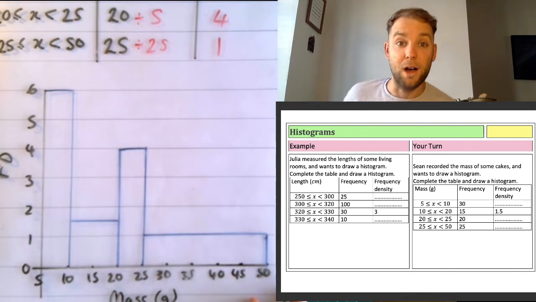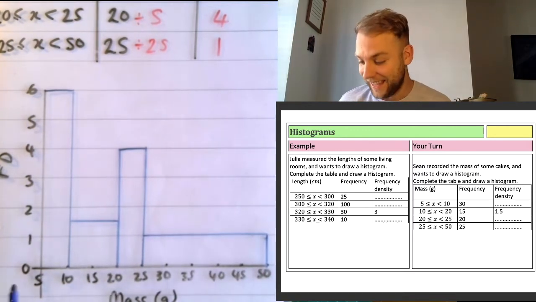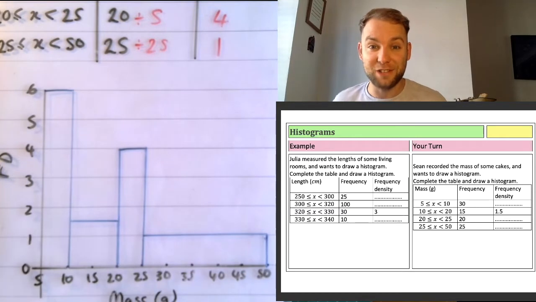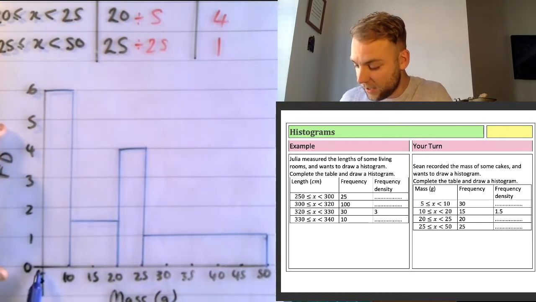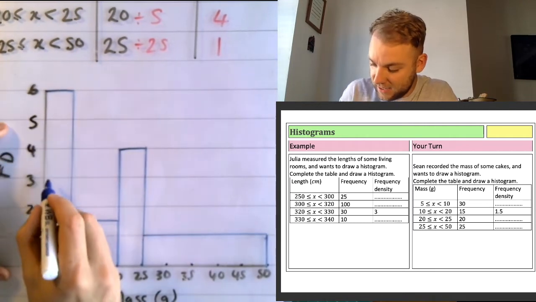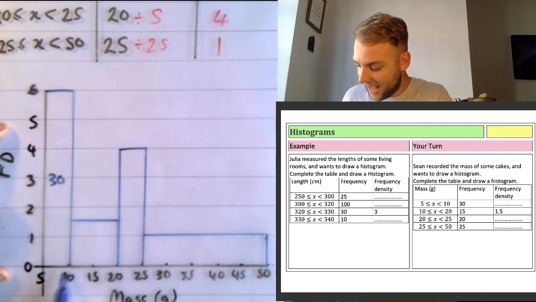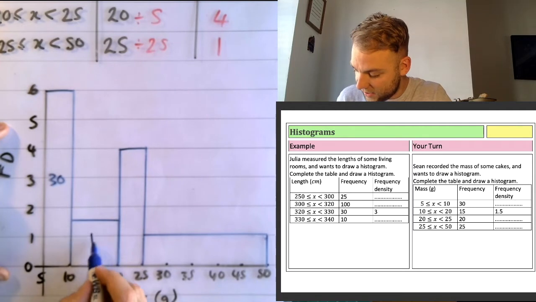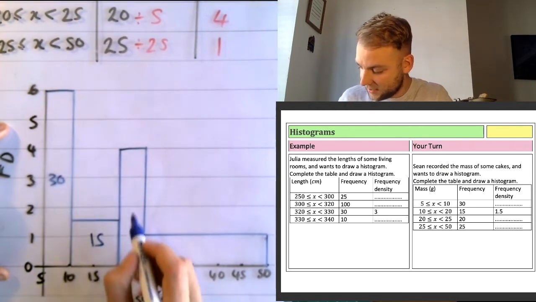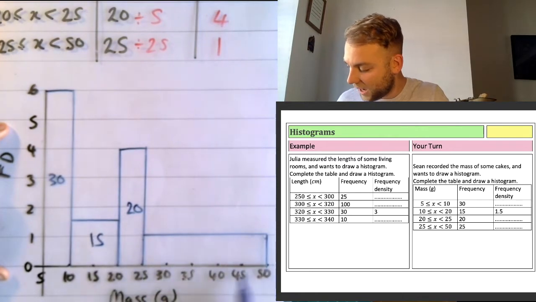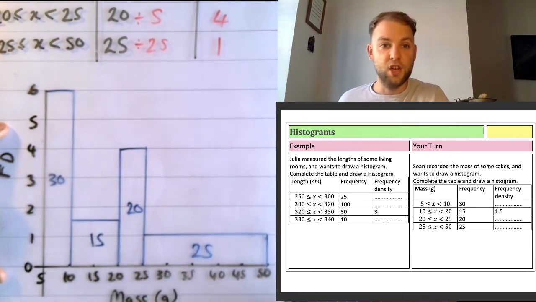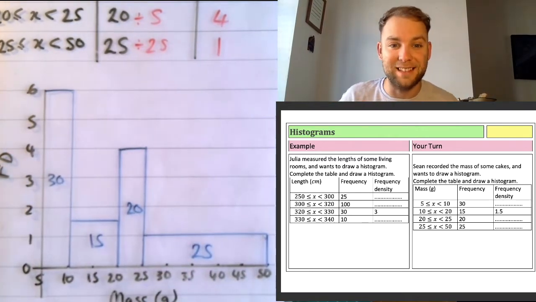Now remember, the important part here is that the area of each of these rectangles is represented by the frequency. So the first one, 5 times 6 is 30. 10 times 1.5 is 15. Now we've already got all of these. This next one is 5 times 4, which is 20. And 25 times 1, which is 25. So the area is represented by the frequency. And as I said, that's so important.